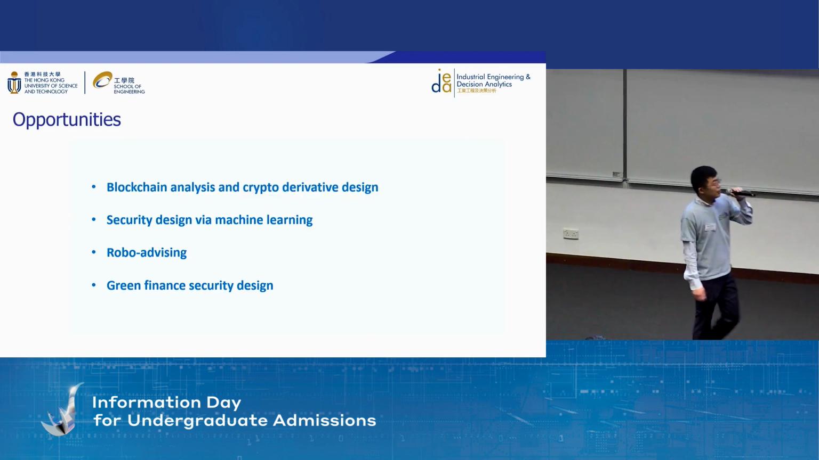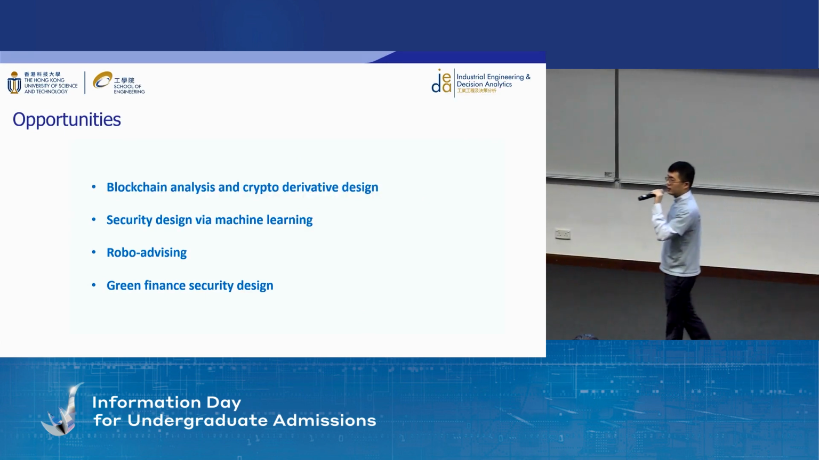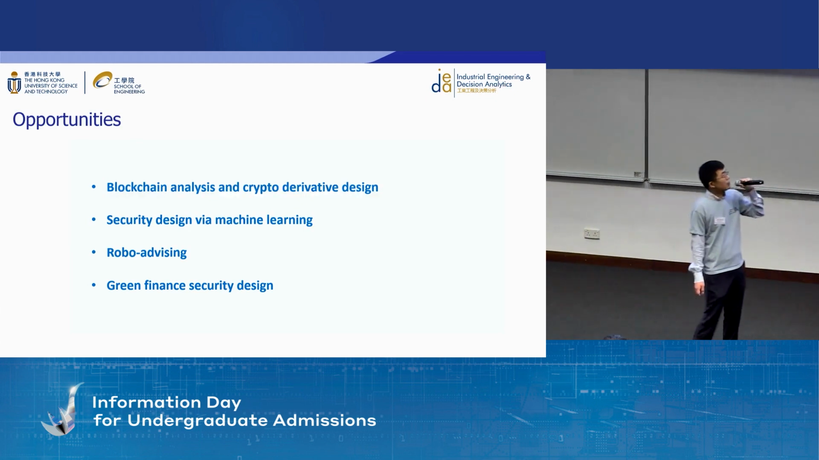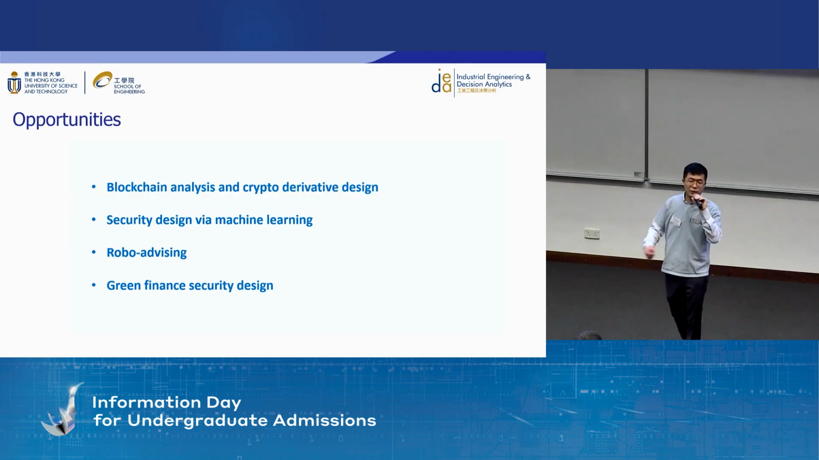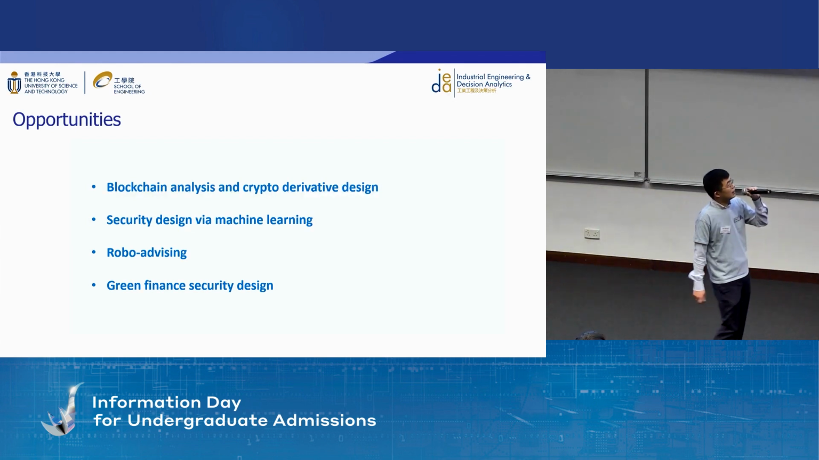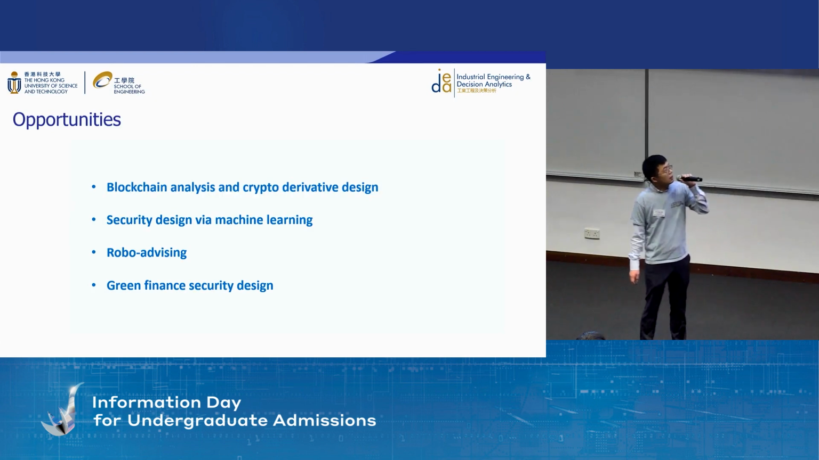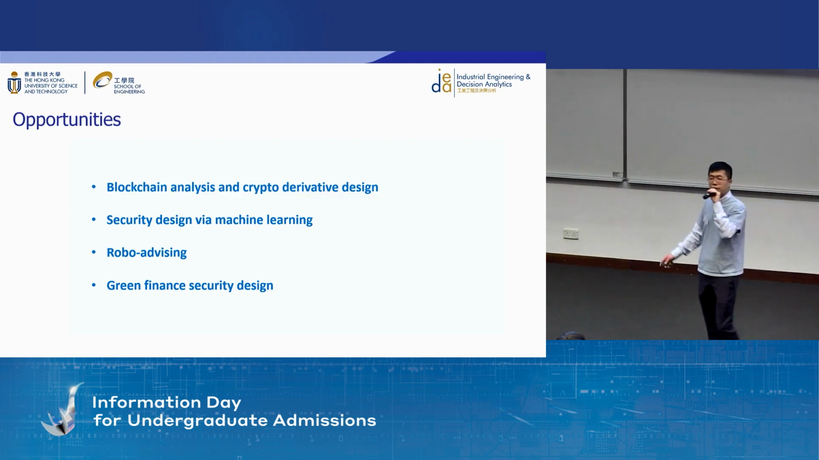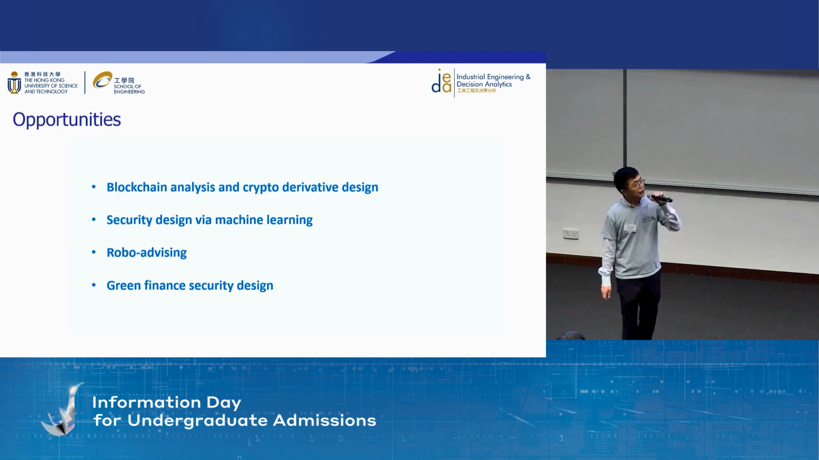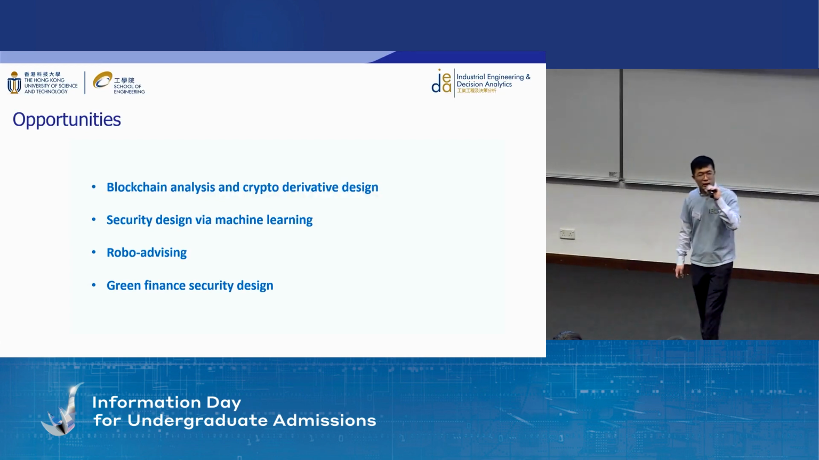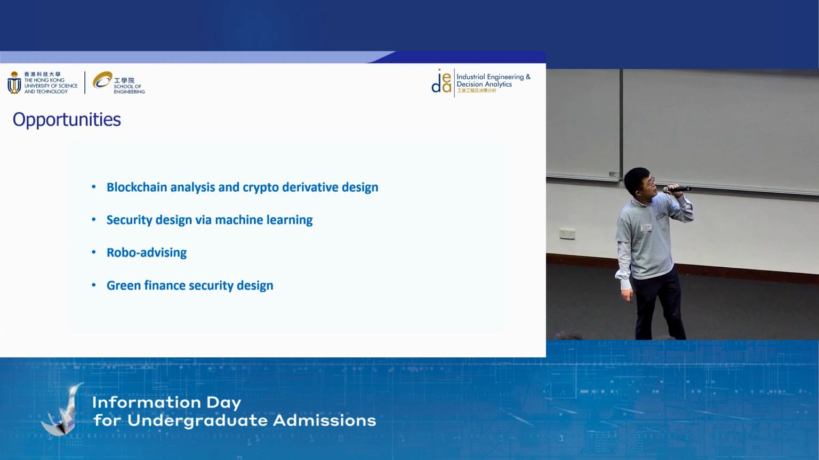So in summary, there is a great opportunity that we have here in Hong Kong. There are blockchain analysis and cryptocurrency derivative design. That means how do you design new financial instruments based on cryptocurrency as their underlying financial instrument. And also there is security design, presumably using AI or machine learning. How do you do fraud detection? How do you validate that it's indeed someone making his or her own transactions? So that's the cybersecurity part of financial engineering.